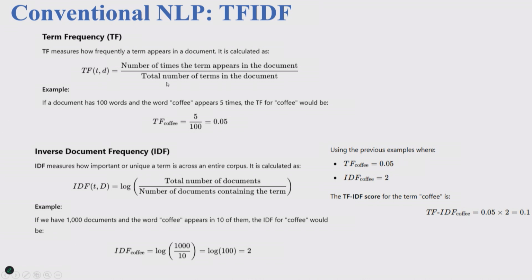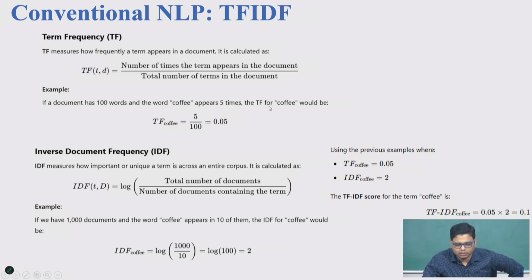As we were just explaining, if a document has 100 words and the word coffee appears 5 times, the term frequency of this is 5 over 100. And if you have 1000 documents and the word coffee appears in 10 of them, then the inverse document frequency is log of 1000 over 10, which is 2. Now to get TF-IDF, you just multiply these two. Remember, computers do not understand letters or words, they understand only numbers. So this is one way to convert text into numbers.